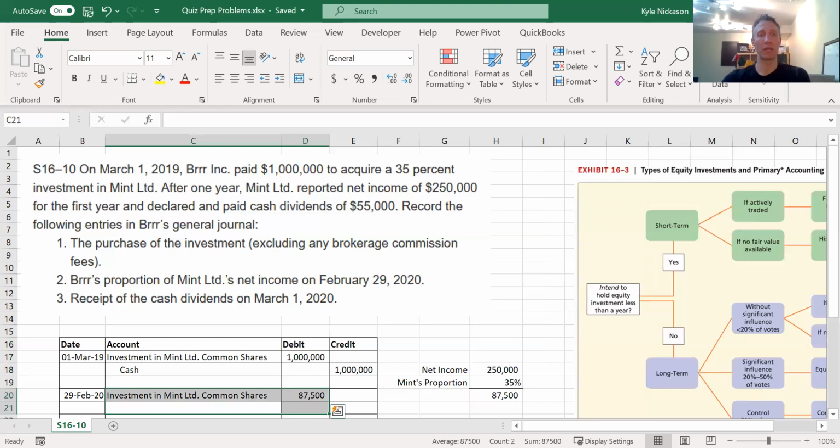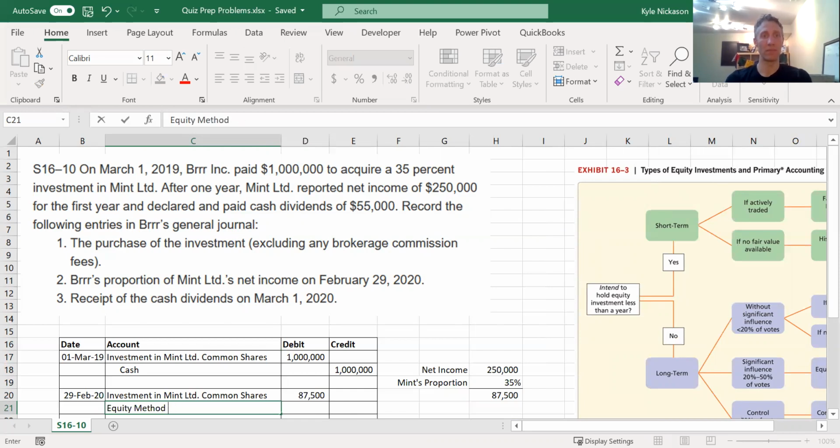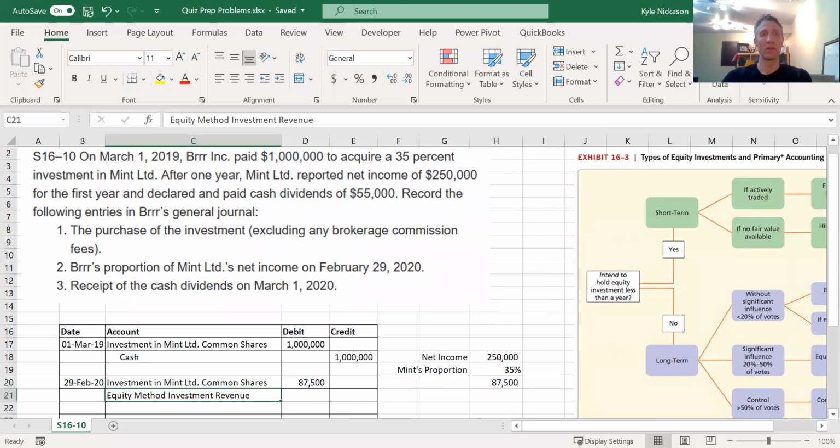What do I need to do for my credit? I'm going to credit an equity method investment revenue account in that amount, 87,500. So you might wonder, why am I doing that, and why is this called the equity method of accounting?